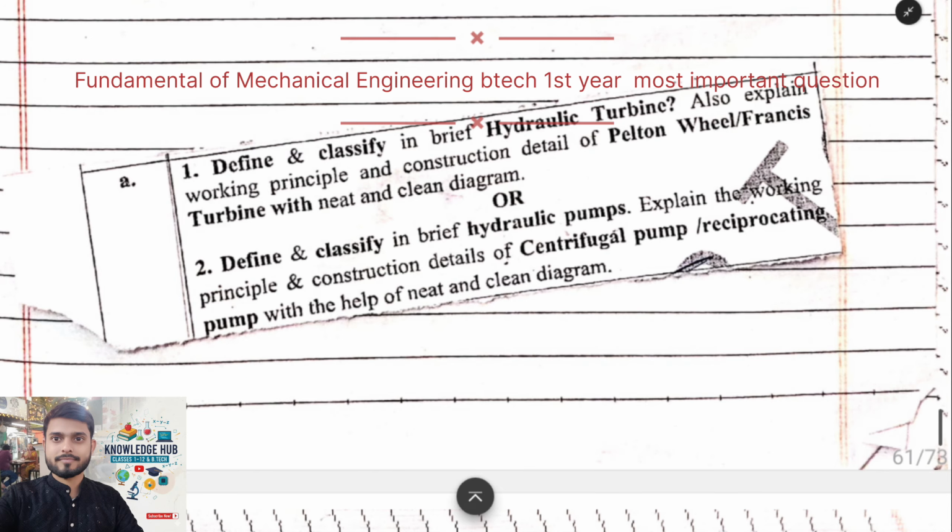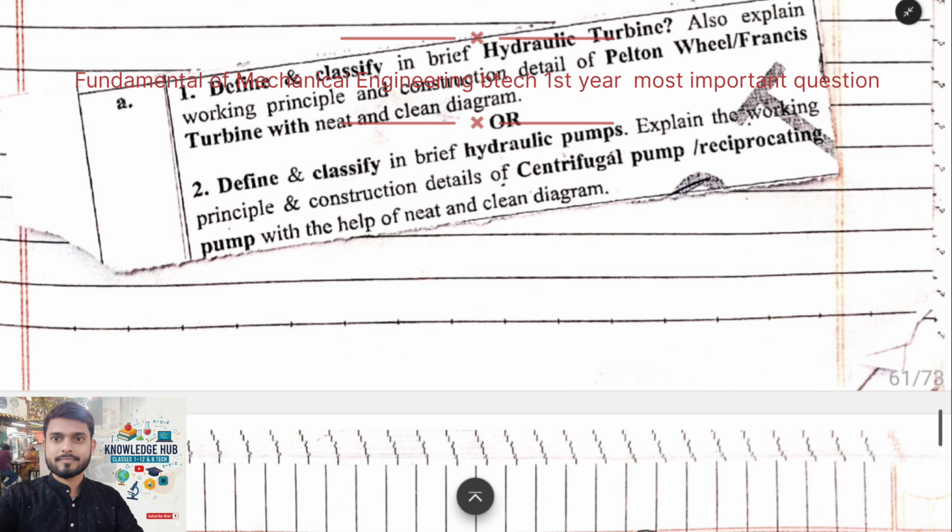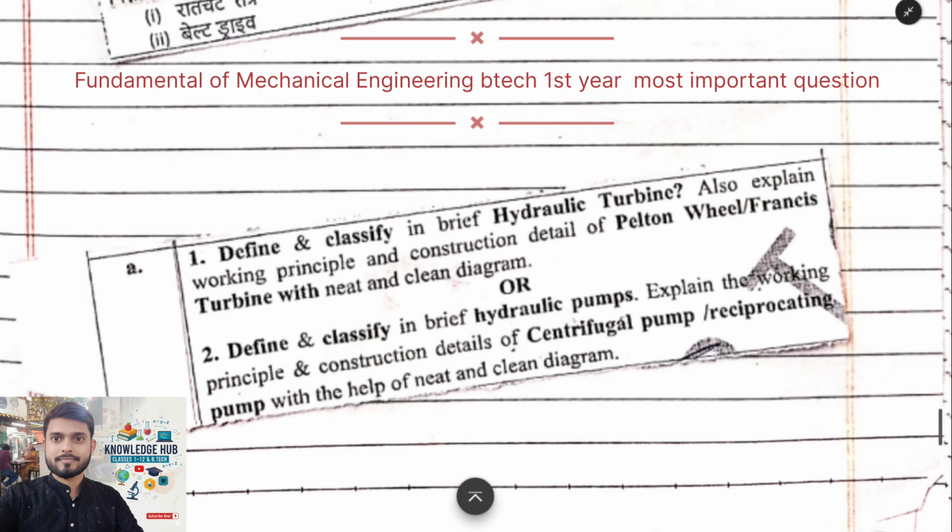Define and classify hydraulic turbines. Also explain the working principle and construction details of the Pelton wheel turbine with a neat and clean diagram. Define and classify hydraulic pumps briefly. Explain the working principle and construction details of the centrifugal pump and reciprocating pump with the help of neat and clean diagrams. This is all about mechanics.